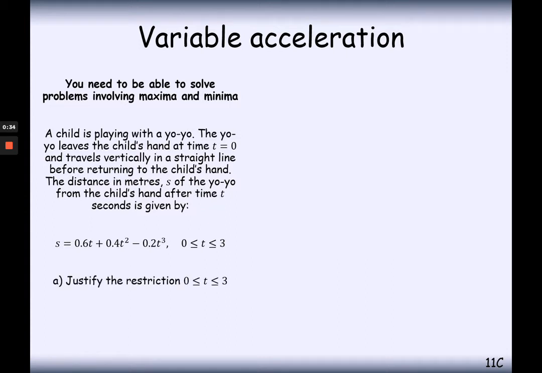So first of all, we need to justify that restriction between 0 and 3. And then we need to find the maximum distance from the child's hand. So it's a maximization problem to 3 significant figures. So first of all, we need to justify this restriction.